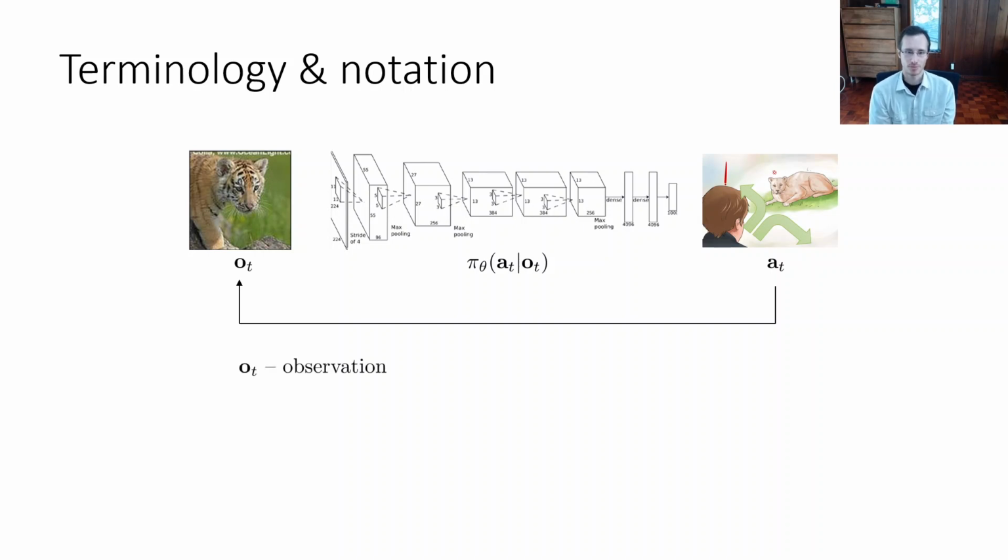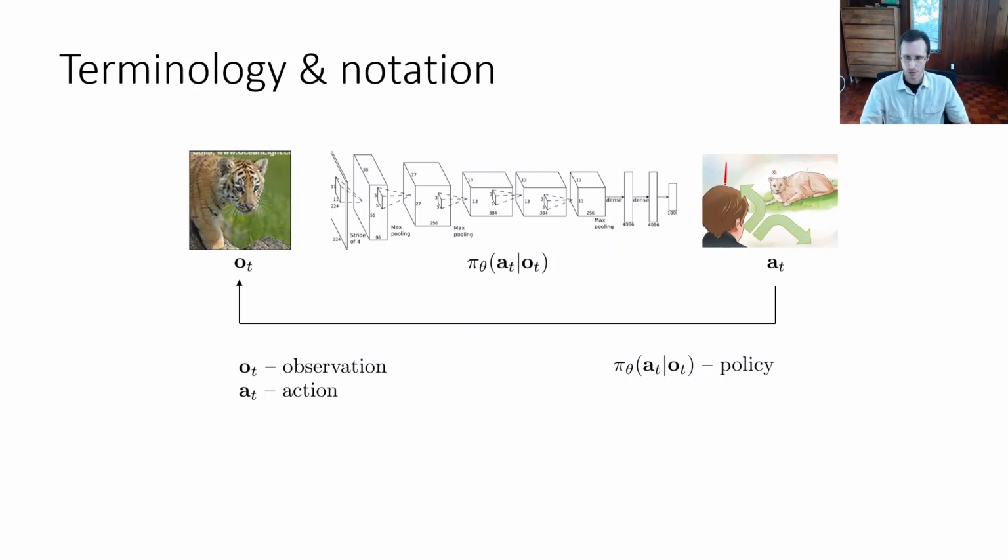So, to recap our terminology, we're going to have observations, which we denote with the letter O, and the subscript t to denote that it's the observation at time t. Our output will be actions, which we denote with a letter A and a subscript t. And our goal will be to learn policies that, in the most general sense, are going to be distributions over A given O.